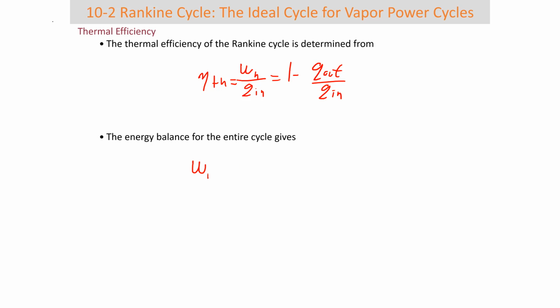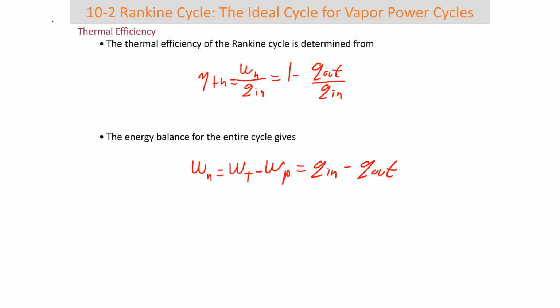If I were to do an energy balance on the whole cycle, I would get that the net work from this cycle is equal to the work of the turbine minus the work of the pump, which is the same thing as the heat into the boiler minus the heat out of the condenser.